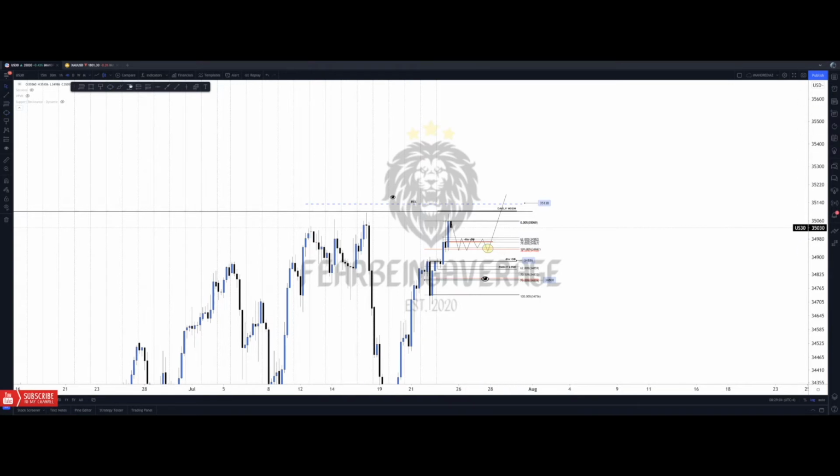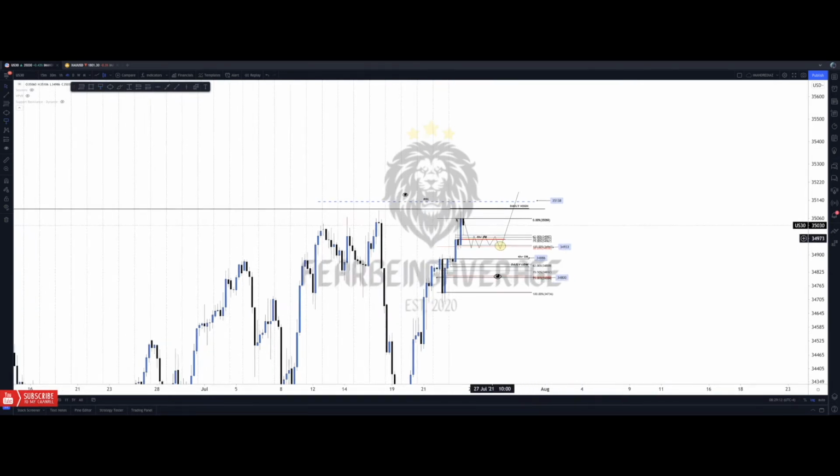So we're here at 34,933. We could look for buys with US30, and if price doesn't likely come there, we will likely want to see price come down to the 34,800 to 34,886 area before possibly having that retracement to push higher. So that's ideally what we want to see with US30 this week.